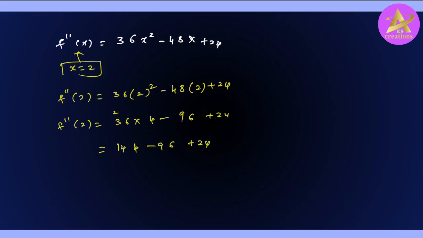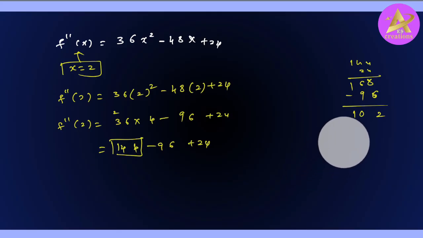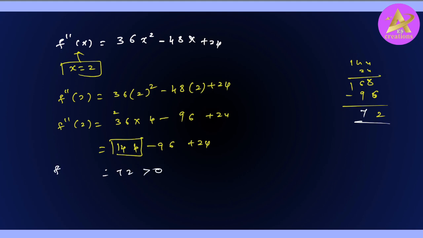If you observe, this is 144 and 24. If you add both, 144 plus 24 is 168. Minus 96, we get 72. So f double dash of 2 is 72, which is greater than 0, a positive value.